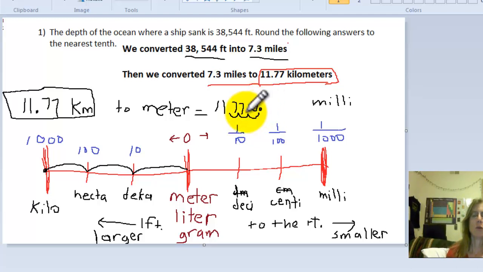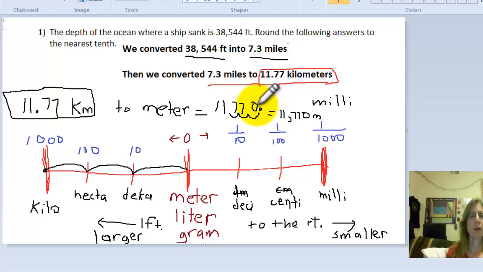And there sits your decimal. Let's clean it up, and it looks like this: 11,770 meters. Of course, there's going to be a lot of meters stuffed into kilometers, because 1 kilometer has 1,000 meters in it. So if you're going to have 11 kilometers, you're going to have 11,000 meters in it. Okay, so we move the decimal.